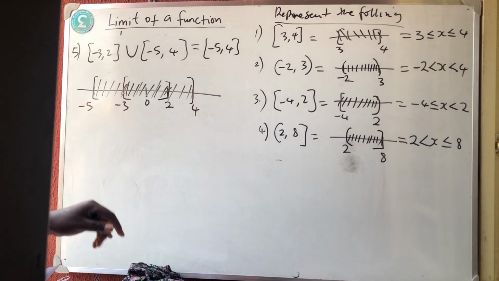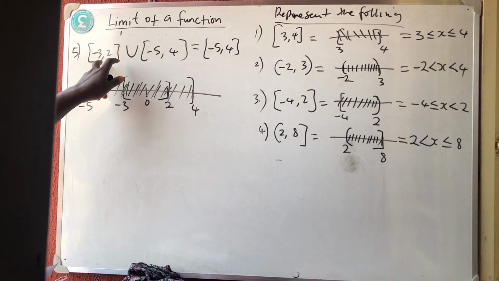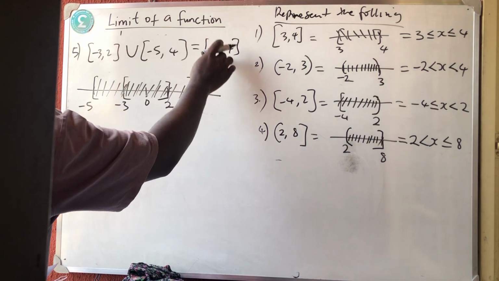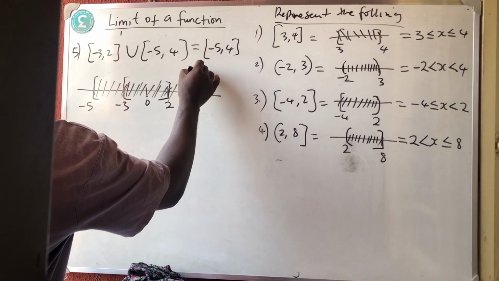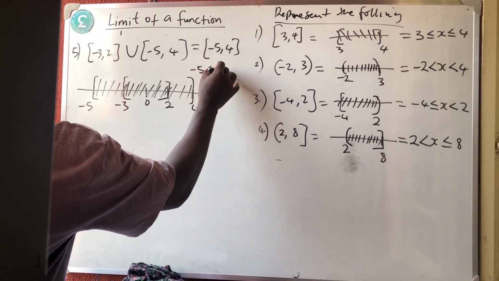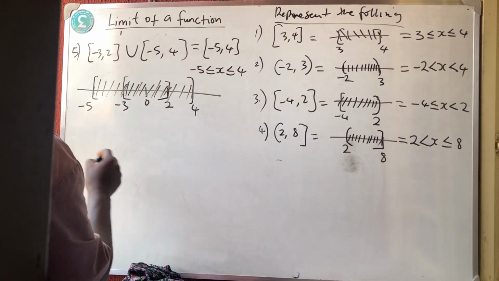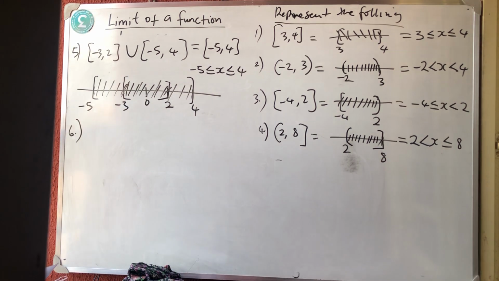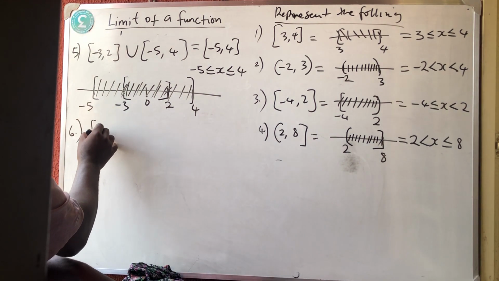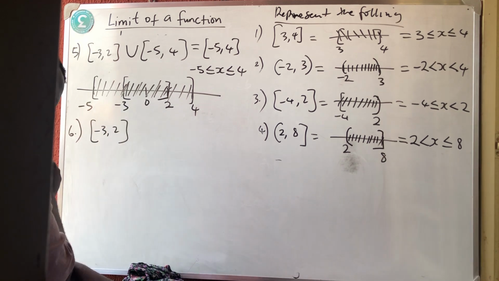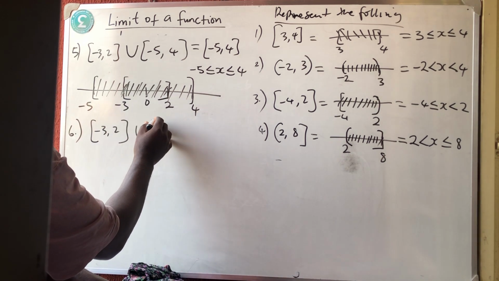Okay, so is it closed or open? It is a closed interval. So the union of two closed intervals is closed. Okay, so this is a closed interval. I will represent it as what? That minus 5 is less than or equal to x, which is less than or equal to 4.